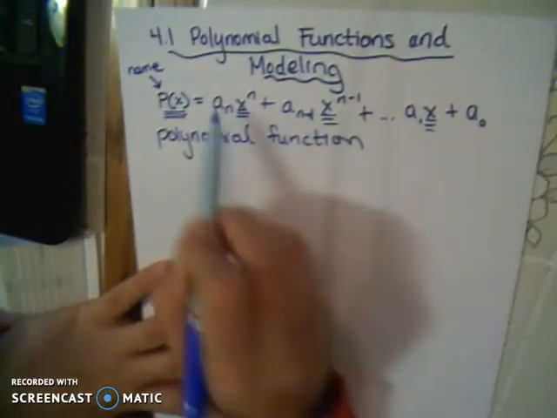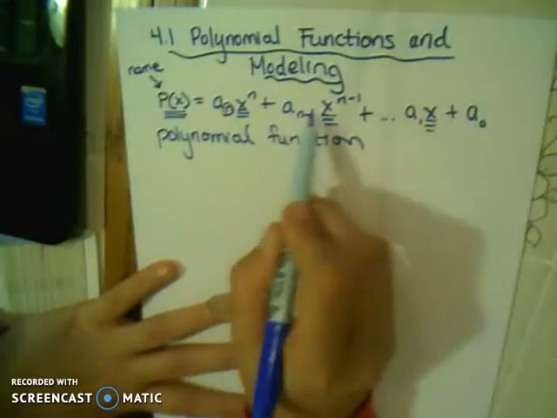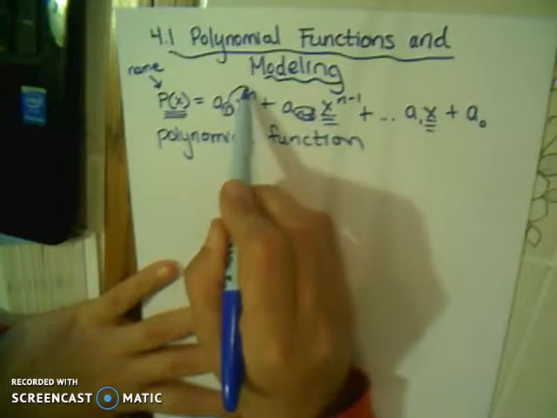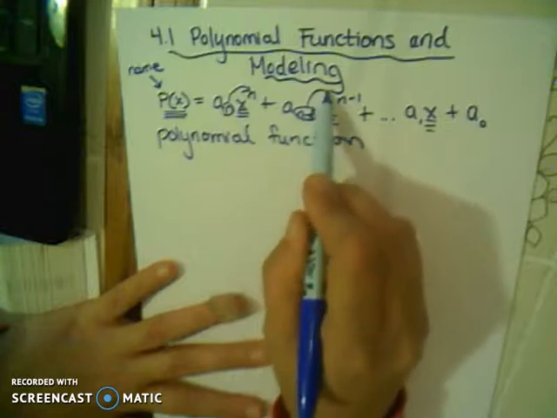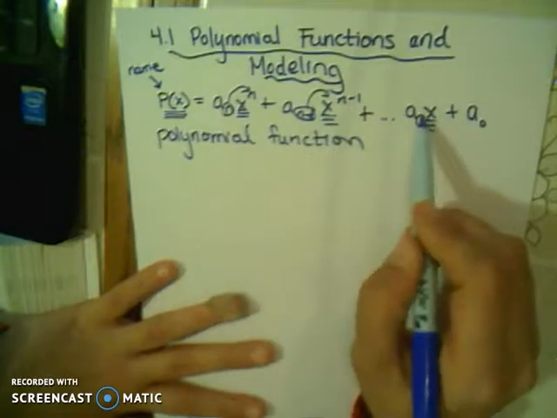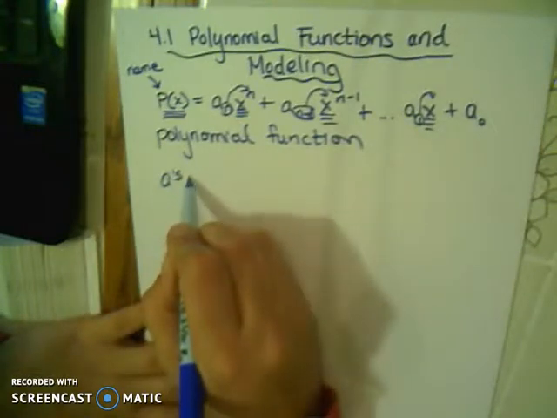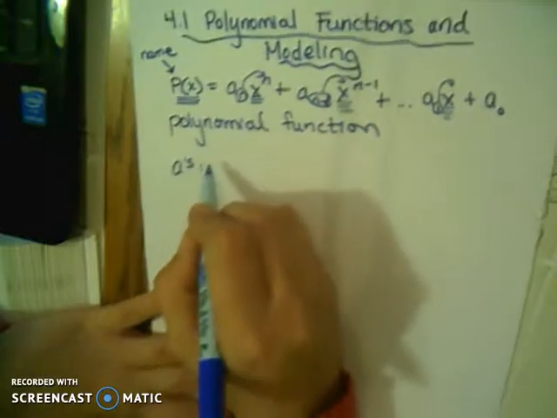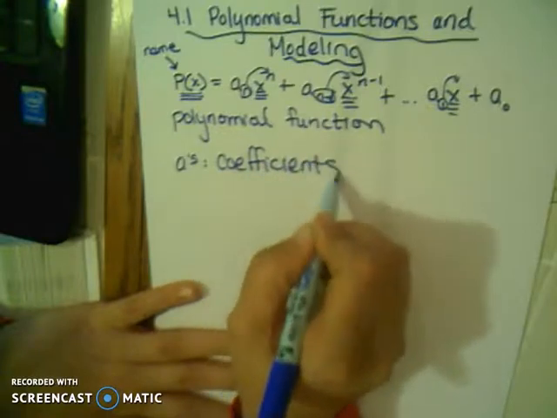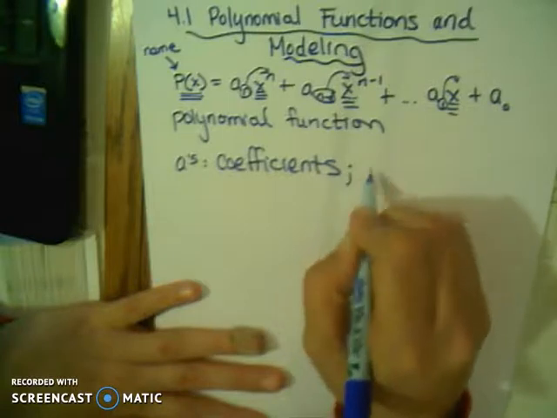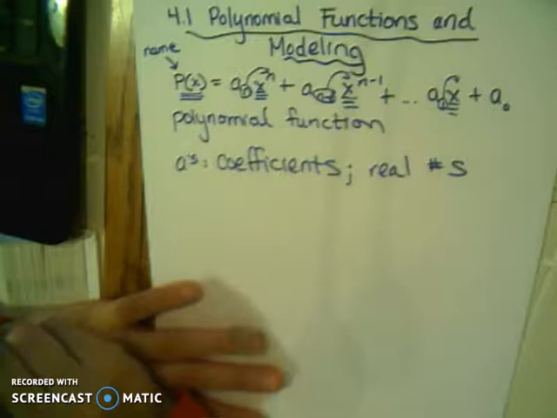First of all, the a's. We see a in every single term, but it has this different little subscript. And the reason they're doing that is to just say, hey, this a goes with this power of x. This a goes with this power of x. This a goes with this power of x. So the a's, they're just going to be real numbers, and they're called the coefficients. They're just real numbers. They could be fractions, decimals, positives, negatives.